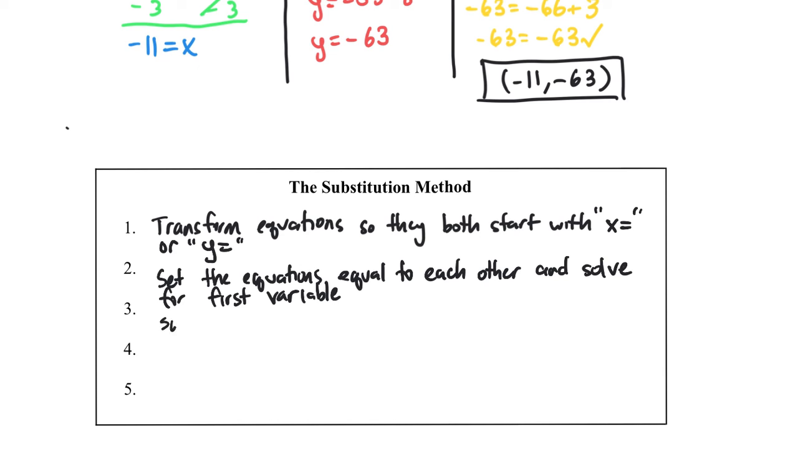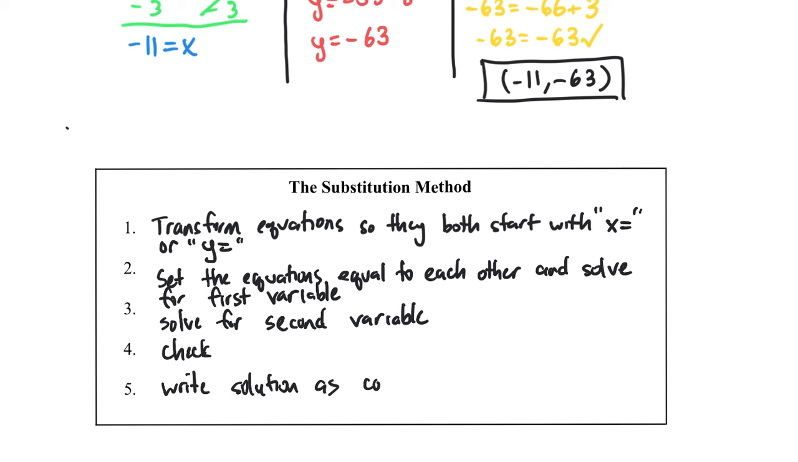Step 3, solve for second variable. Step 4, check. Step 5, write solution as coordinates. Okay, so step 2 was done right here. Step 3 was done right here. And then the check and write the solution as coordinates. That's it. That's the substitution method.